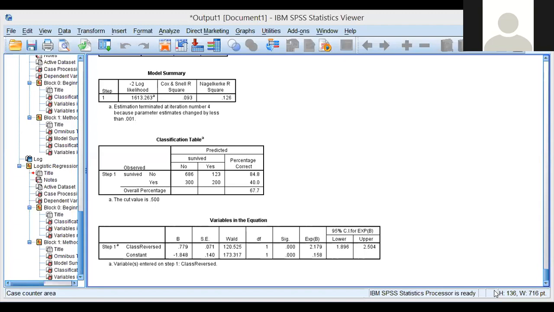Okay. Can you see the odds ratio? 2.179. What it tells you is that as the level of the class increased by one level, the odds of surviving increased 2.2 times, 2 times. Are we together now? So what it's telling us is that a person in class 2 is 2 times more likely to survive than class 3. Class 1 is 2 times more likely to survive than class 2.